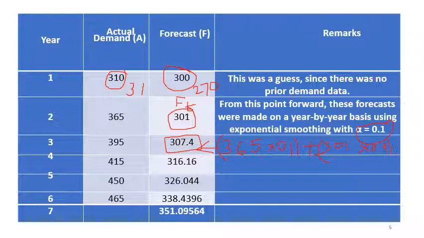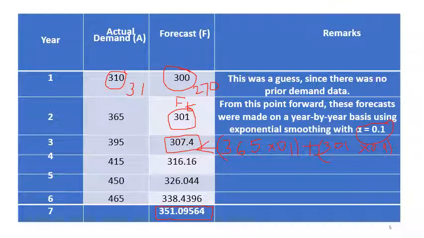For the fourth year, this is obtained this way: 395 into 0.1 plus 307.4 into 0.9 will give you this particular value. So this is how you arrive at each of the forecasts. Finally, when you come to this particular point, the seventh, your entire objective now is to forecast for the seventh year.